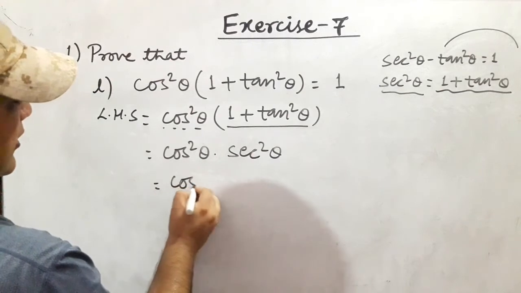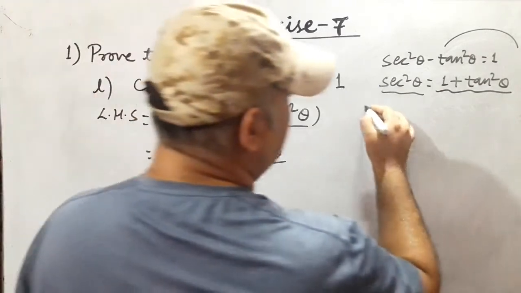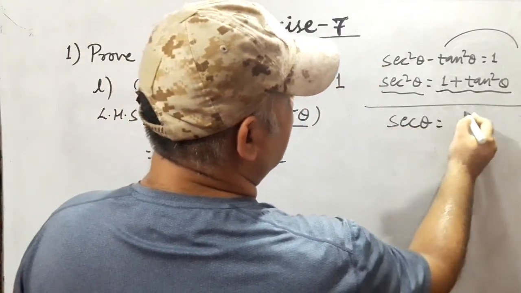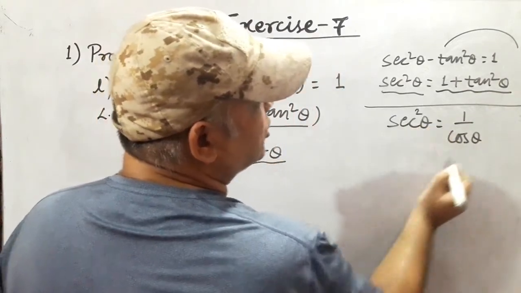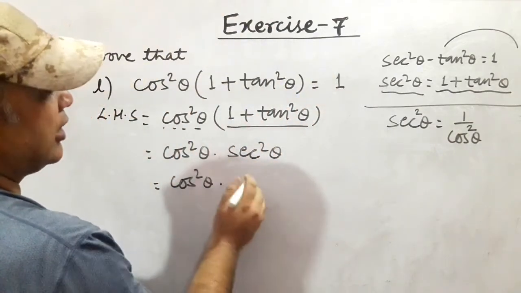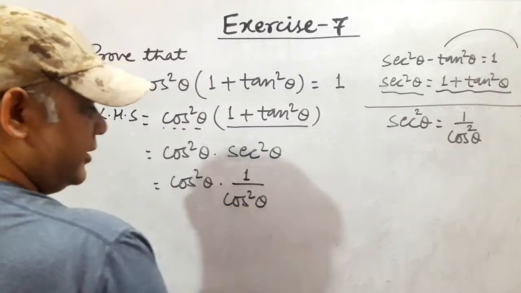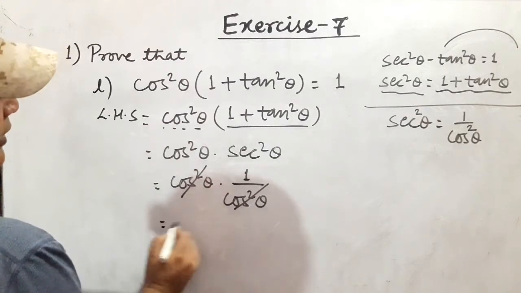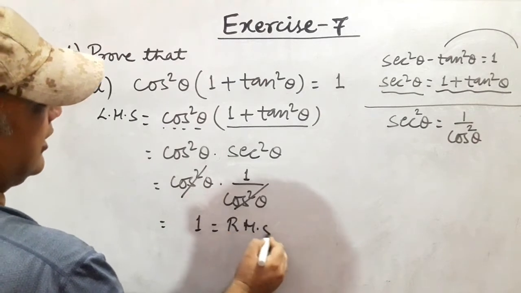Cos square theta into, what is sec square theta? We had studied from the reciprocal relation, sec theta equals 1 by cos theta. So sec square theta equals 1 by cos square theta. So in place of sec square theta, I can put 1 by cos square theta. The denominator cos square theta and the numerator cos square theta, they get cancelled. The remaining term is 1, which is our right hand side.